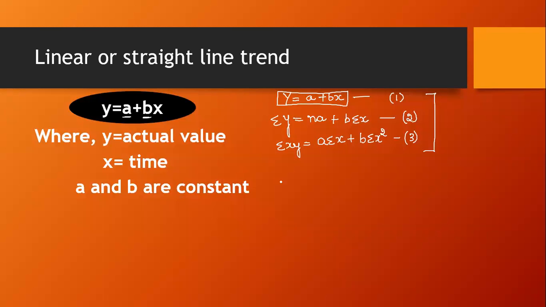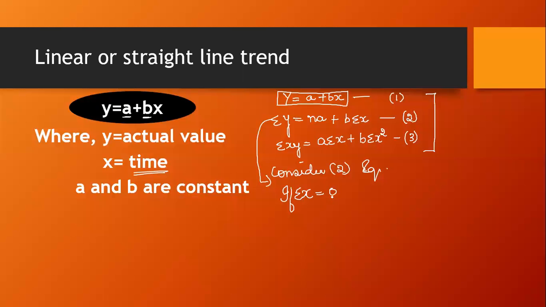Now we will first find the value of a. To find the value of a, consider the second equation. Imagine that summation x is equal to 0. This is compulsory. If summation x is equal to 0. Now what is x? I said x is time. Whatever time you calculate, the total summation of x that comes should be 0. That is compulsory. Whatever time you calculate, that should be equal to 0.